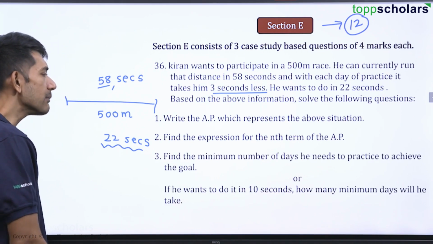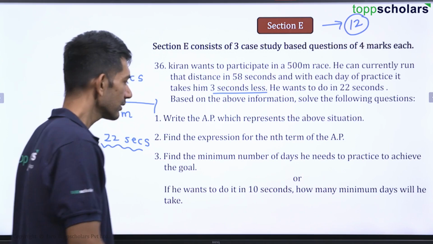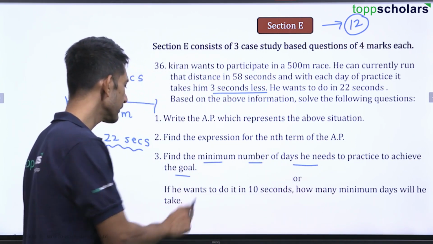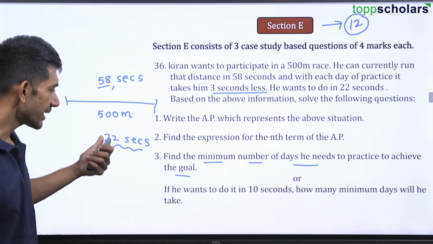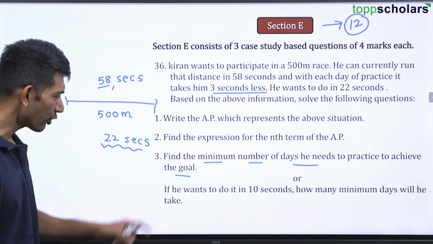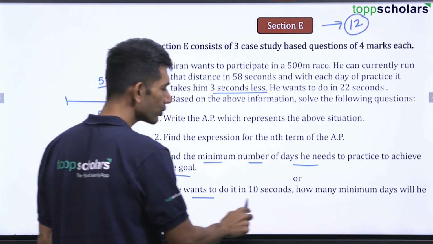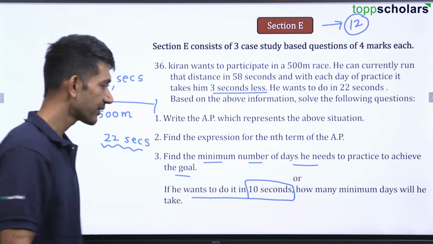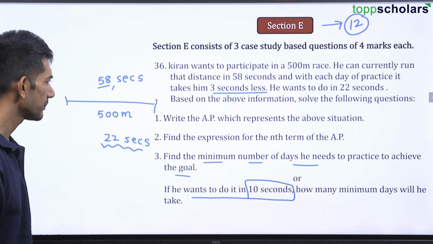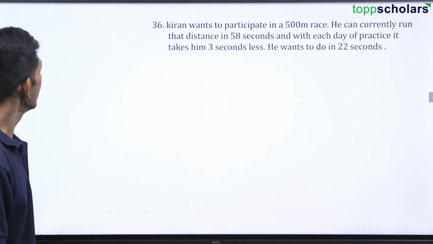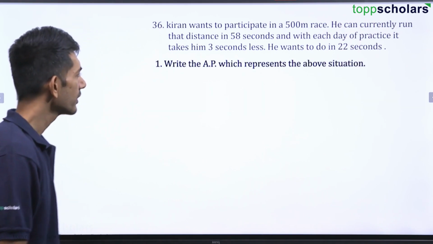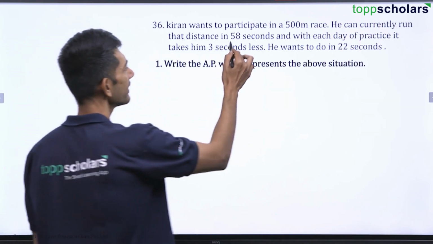Then find the minimum number of days. This is a good question. Minimum number of days. How many days will he require to practice to achieve the goal? The goal is to achieve the same distance in 22 seconds. And then the follow-up says, if he wants to do the same in 10 seconds, how many minimum days will he need? That means how many days will he take? Okay. Now let us represent the situation in the form of AP. So firstly, he's starting with 58 seconds.